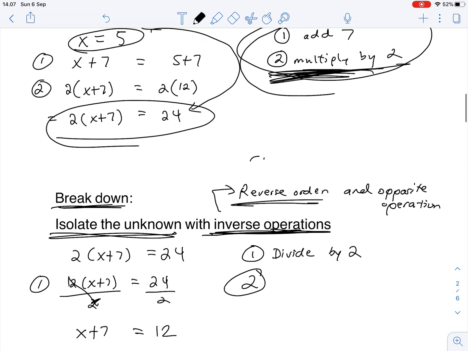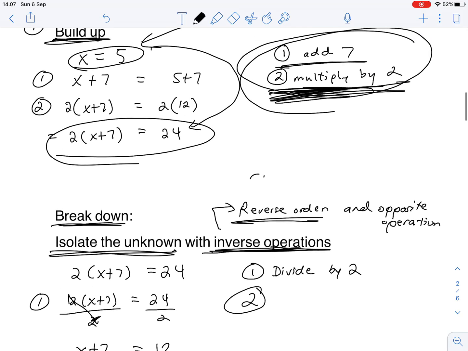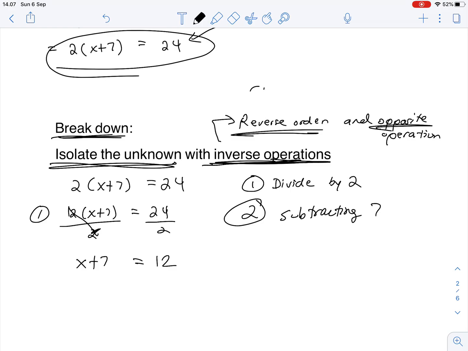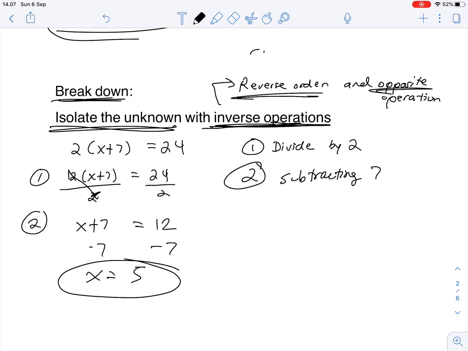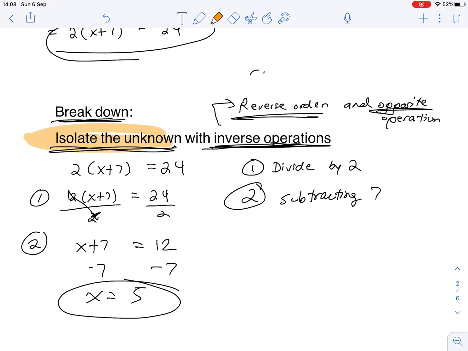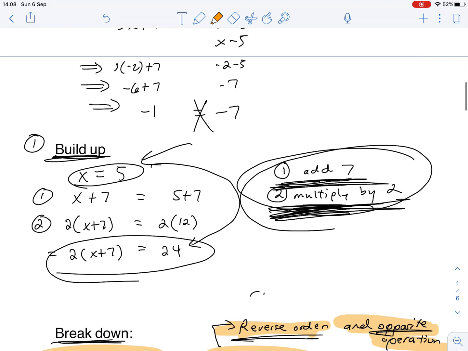Now the second thing I'm going to do: we multiplied by 2, but the first thing I did was add 7. So the opposite operation of adding 7 is subtracting 7. So I'm going to subtract 7 from each side, and we'll make that step 2. And you can see what I have is x equal to 5. Again, we did that because we are trying to isolate the unknown. That is, we're going to get the variable that we don't know on one side. And we're using inverse operations. That means reverse order and opposite operation of how it was built up.